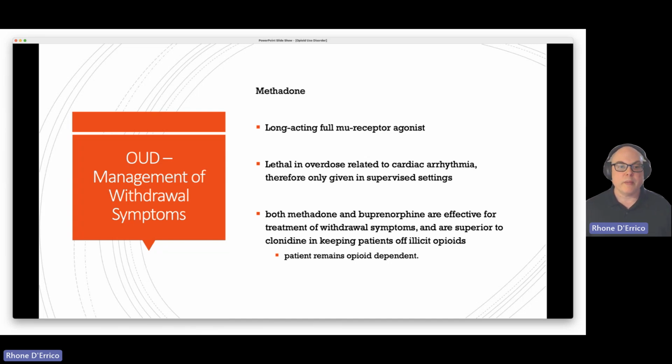So we use it for management of withdrawal symptoms because if you give it, it will relieve that withdrawal without causing a lot of euphoria, without causing a lot of that kind of reward behavior we see with the other opioids. We have to be careful. It's lethal in overdose. It can cause lethal cardiac arrhythmias, so we only give it in supervised settings. In general, methadone and buprenorphine are effective for treatment of withdrawal symptoms. There's another medication, an alpha-2 agonist called clonidine that we can use that's not an opioid. It's very effective for treating symptoms, but methadone and buprenorphine really are the most effective.